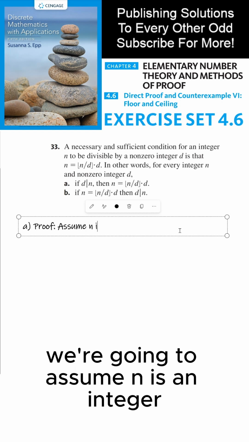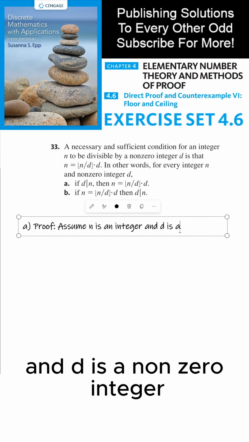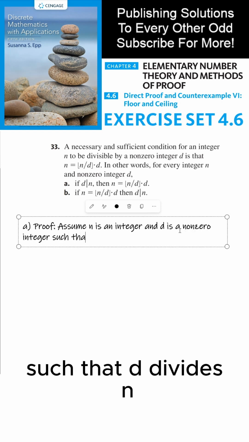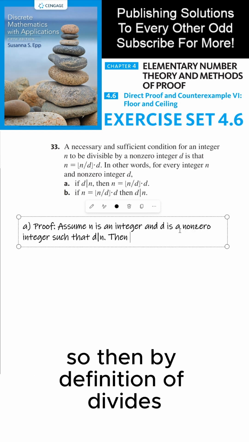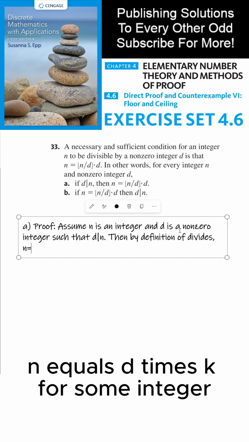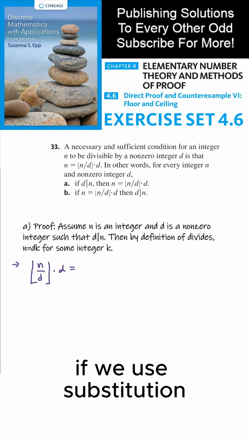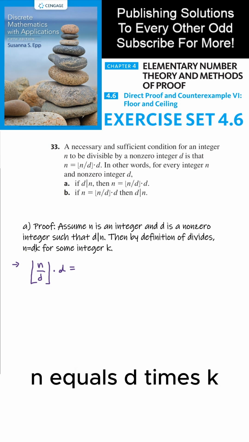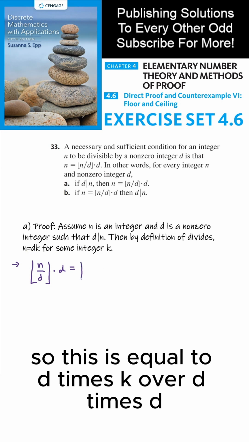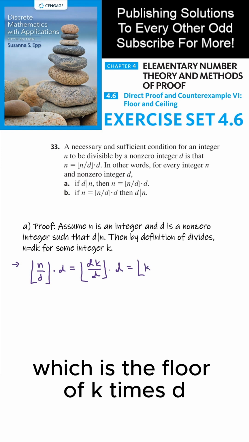We're going to assume n is an integer and d is a non-zero integer such that d divides n. So then by definition of divides, n equals d times k for some integer k. Next, let's look at the floor of n over d times d. If we use substitution, n equals d times k, so this is equal to the floor of d times k over d, times d, which is the floor of k times d.